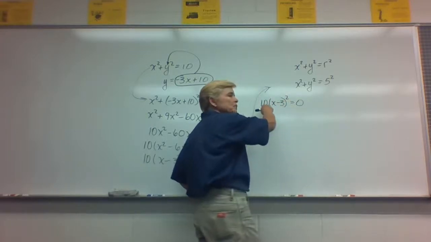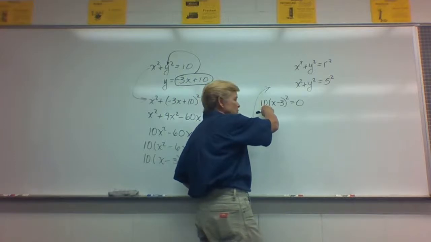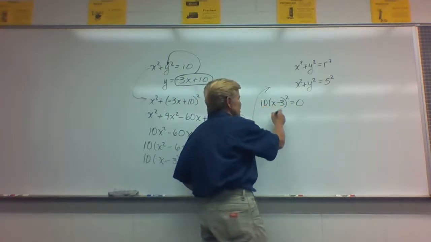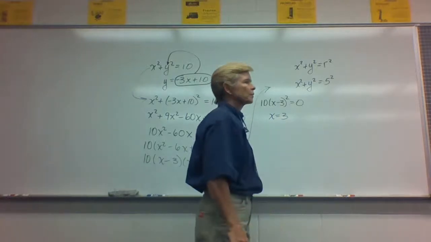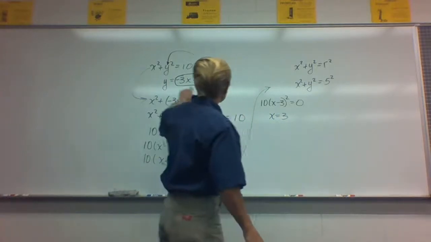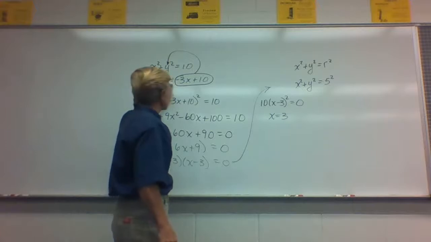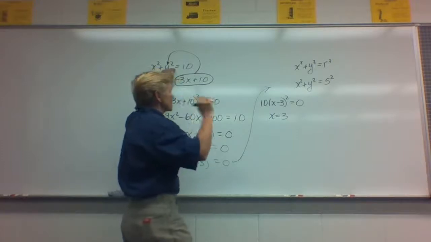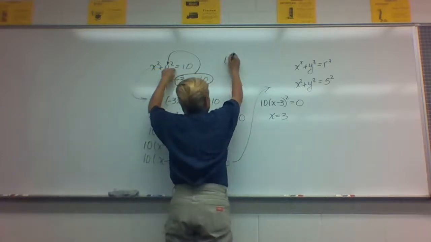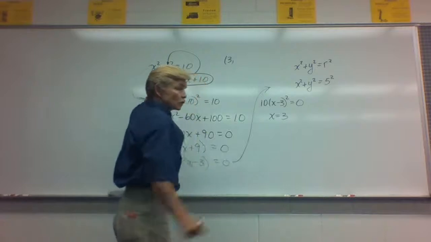Well, 10 will never be 0, so you can ignore it. But this will be 0 if x is 3, and only 3. What does it mean? It means this line hits this circle once. And the x-coordinate of the hit point is 3. That's all we know. But there's only one.